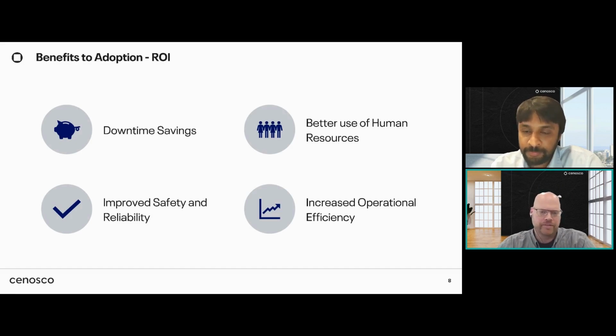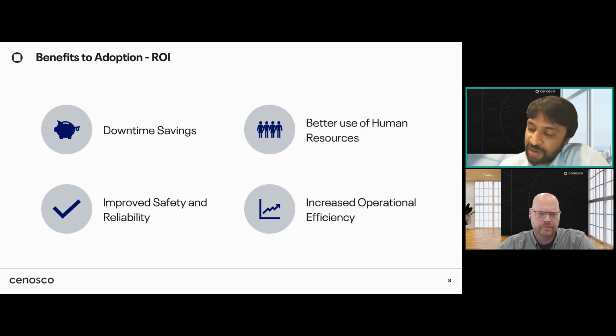What are potential benefits? Good question. It's still too far away to come up with a very high value use case unless a number of pilot projects have been done to really signify and quantify the value. But on a high level, this is where we typically anticipate where ROIs could be achieved. Number one, downtime savings, improving operation efficiencies. Number two, improved safety and reliability could be number three.